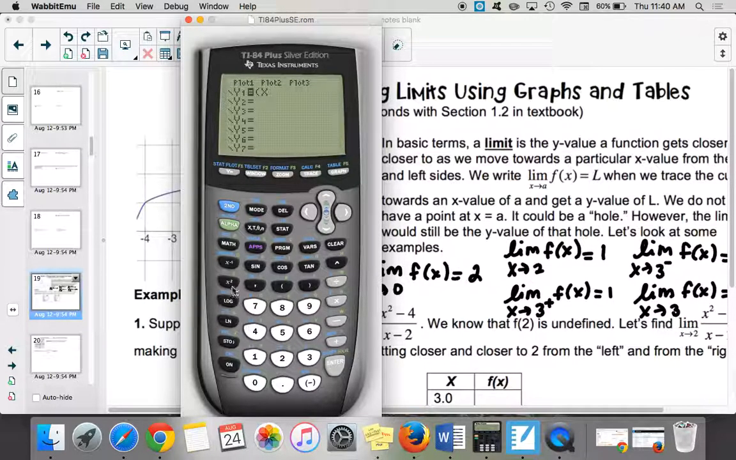If I put in x squared minus 4 divided by x minus 2, and I go to my table, some of you have tables where the numbers are already there. In calculus, I want you to be able to pick your own numbers, because we want to try like 1.9, 1.999. So do second, table set, go down to independent, and select ask. When you go to your table, it's going to be blank. So you can do tables in a graphing calculator, and pick random values for x.